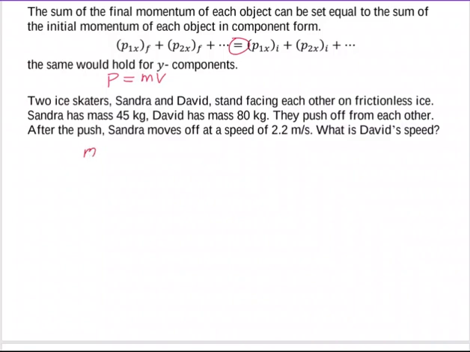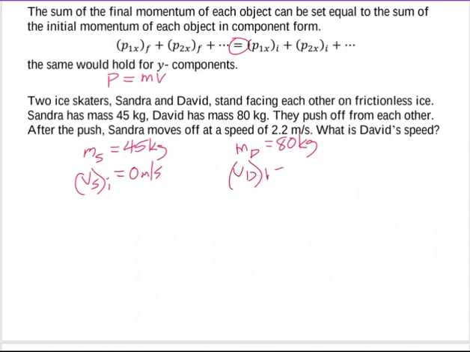The mass of Sandra is 45 kilograms. And the mass of David is 80 kilograms. Now, we know that their initial velocity is 0 because they're just standing there, right? They're facing each other, and then they're going to push each other's hands so that they push apart, okay? So the initial velocity is 0. So velocity of Sandra initial is 0 meters per second. And velocity of David initial is 0 meters per second.